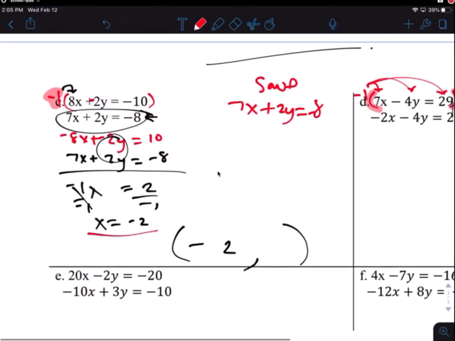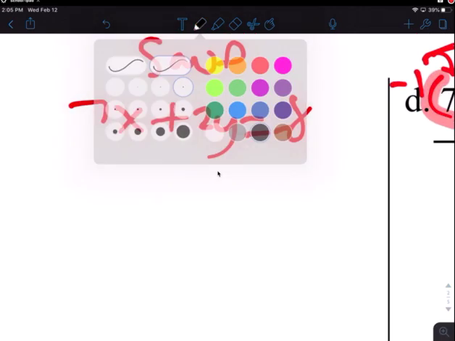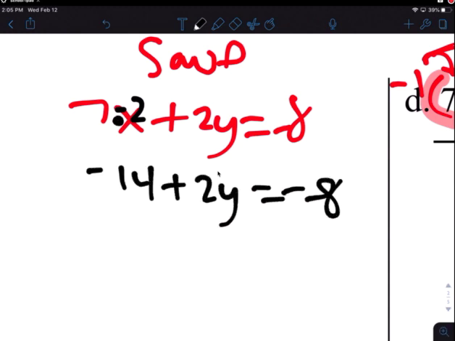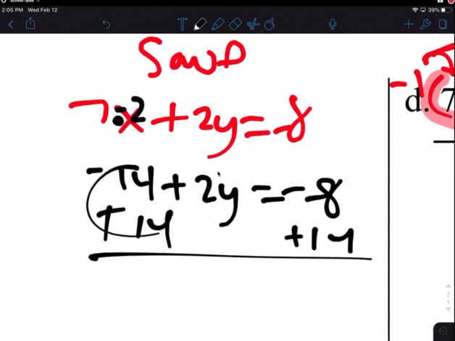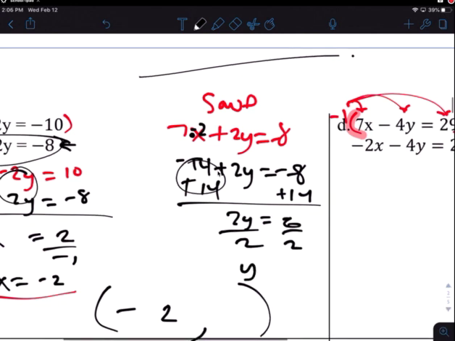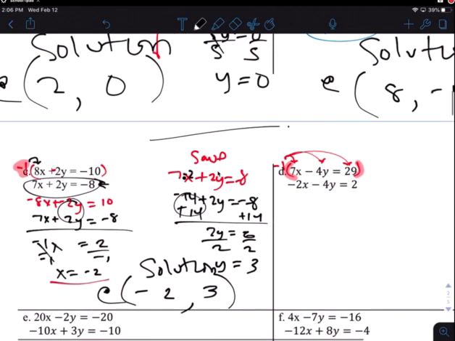Here we get x is negative 2. That means you put in negative 2, substitute in there, negative 14. 2y equals negative 8. Add 14. Divide by 2. Y is 3. So the solution, that means where the line meets, is at negative 2, 3.